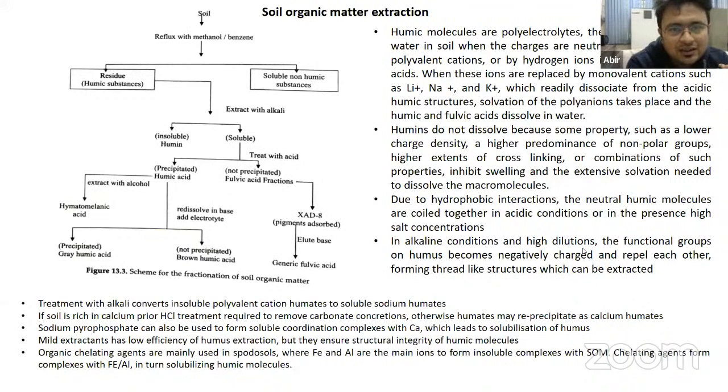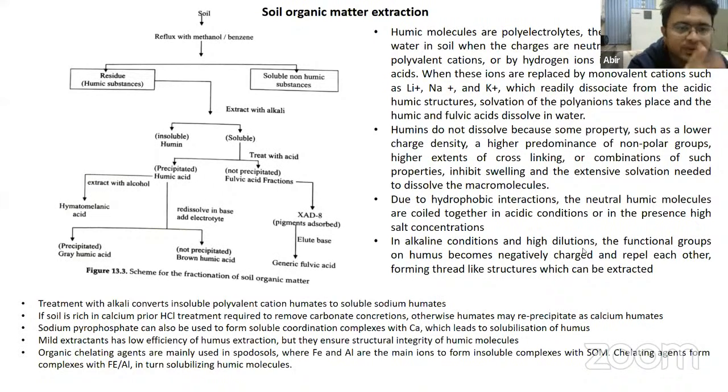So humus, as I told you, consists of polyelectrolytes with a complex structure, and they remain insoluble in water. They have a lot of charges developed, a lot of negative charges. Generally, these negative charges are neutralized by divalent ions, polyvalent cations, or by hydrogen ions in the case of humic acid. This actually makes a globular structure, a very complex structure in the soil.